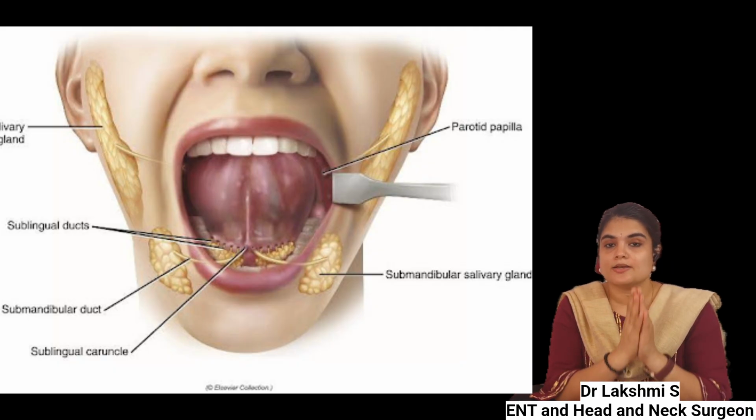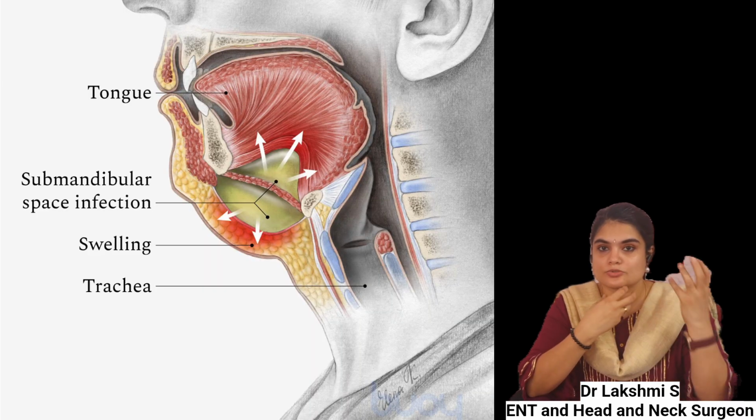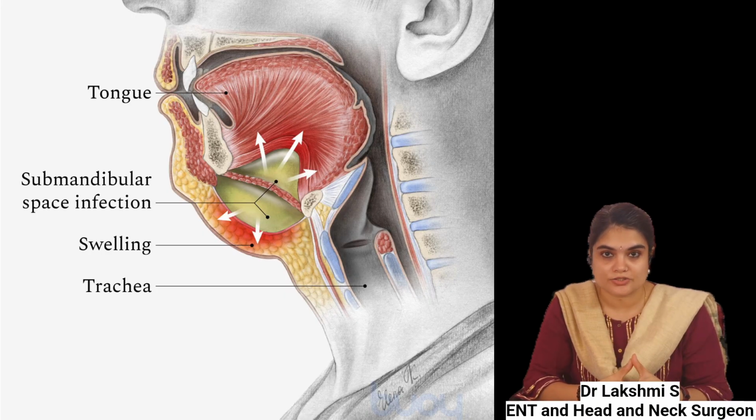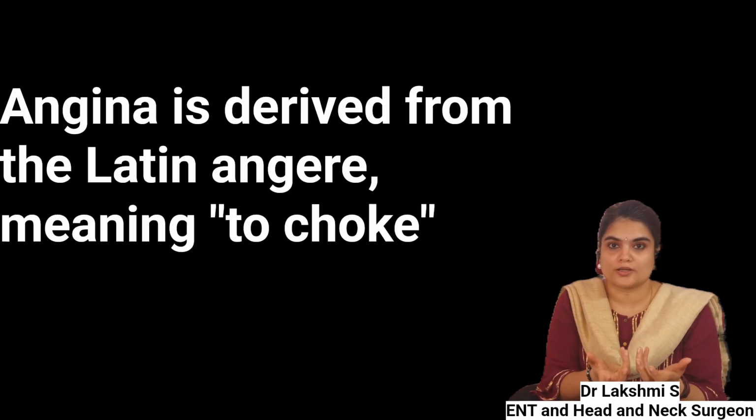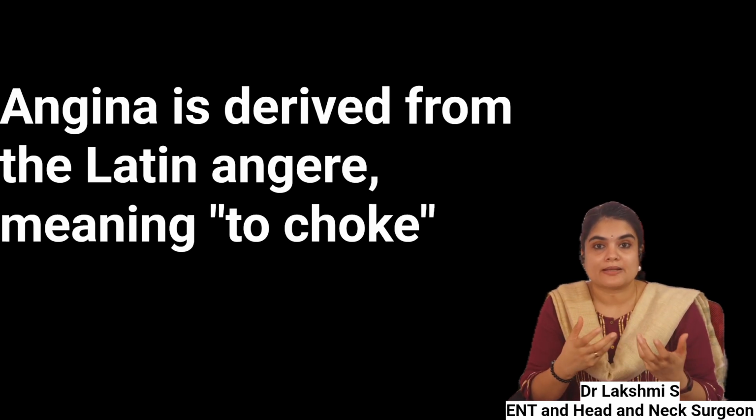So this is the anatomy. Ludwig's angina involves these two spaces. It causes cellulitis of these two spaces and it can progress into abscess. Angina in Latin means to choke. So this means that it can become life-threatening, causing respiratory distress and airway compromise.